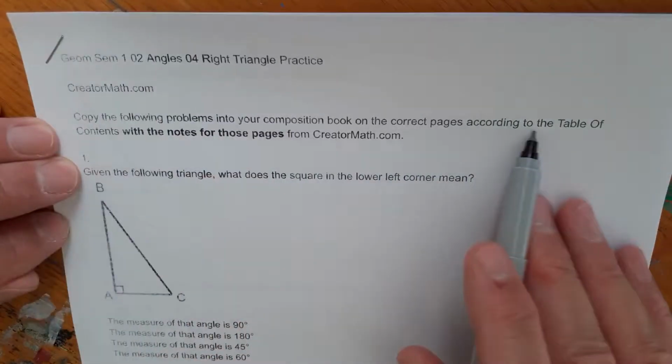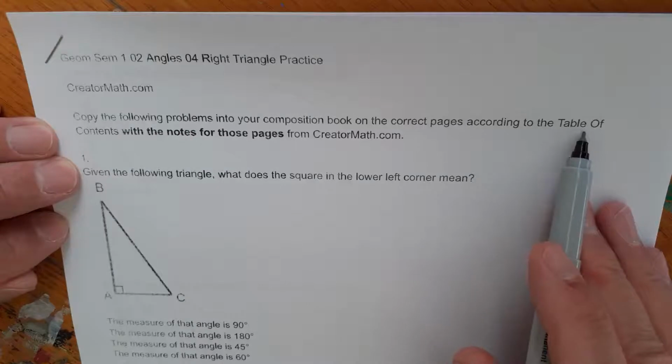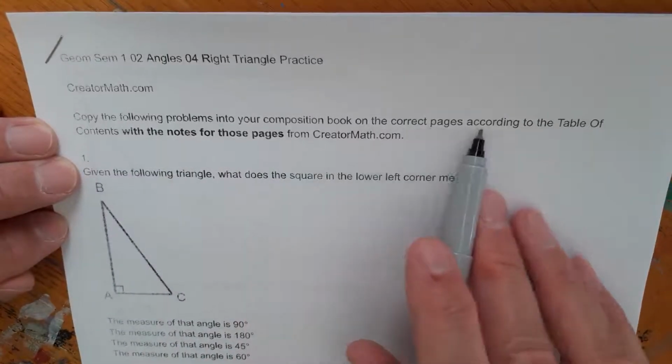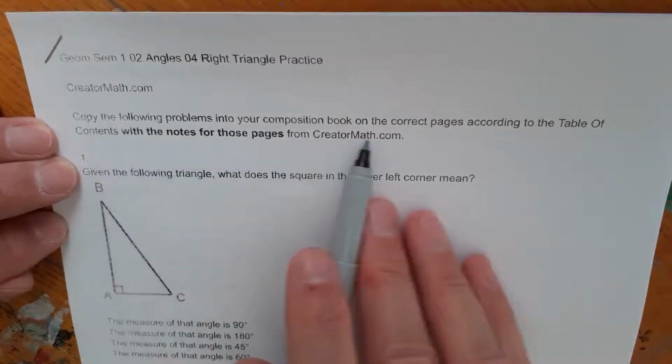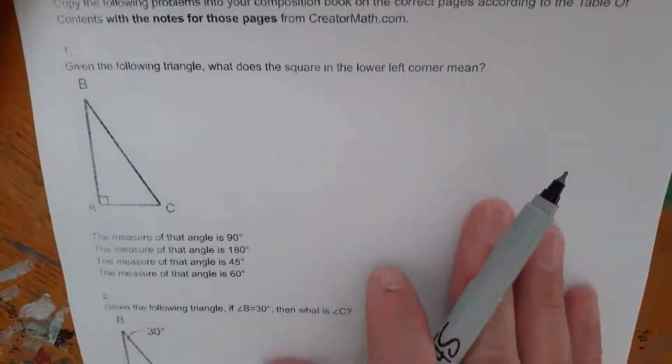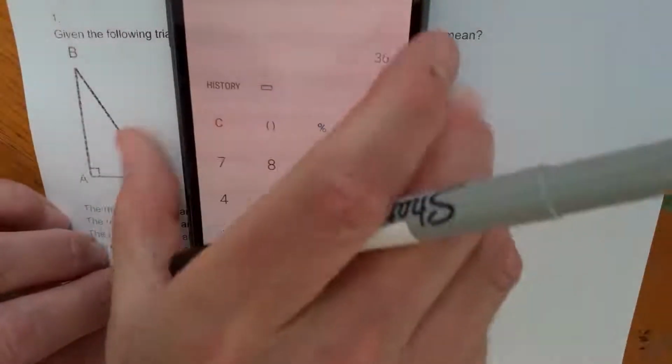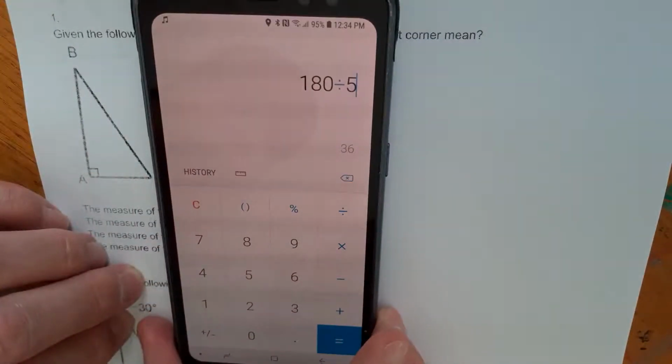Copy the following problems into your composition book according to the table of contents with notes for those pages. It says on the correct pages according to the table of contents with the notes for those pages from CreatorMath.com. And I usually try to show what that means. So, where are we here?